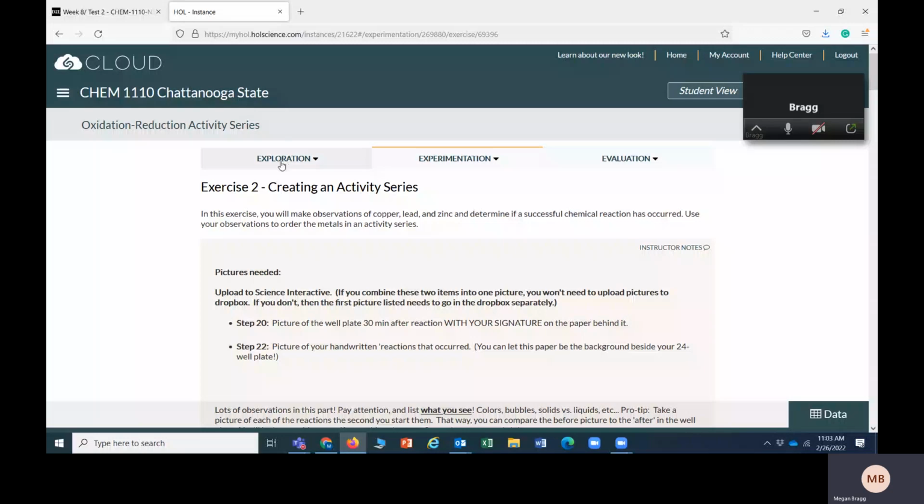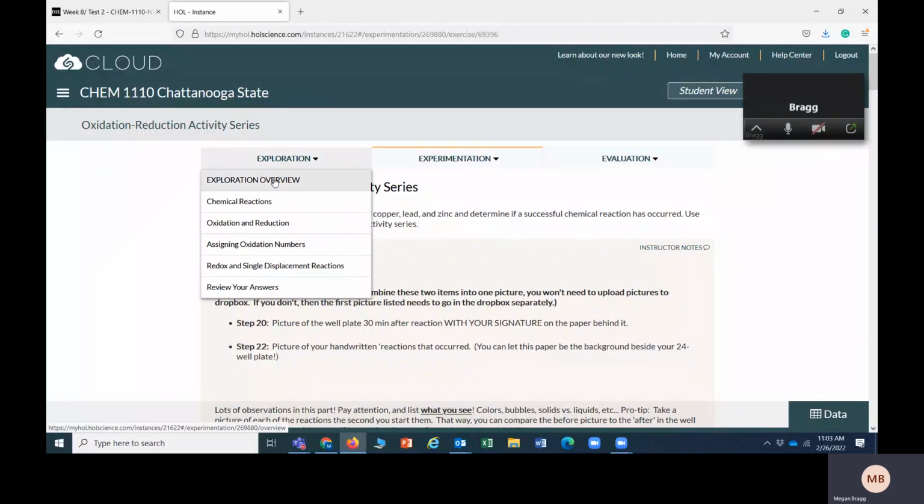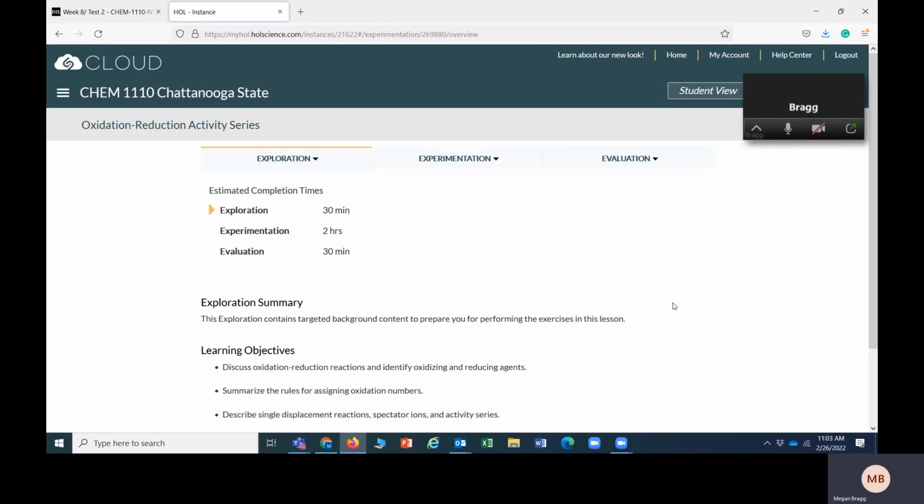So we're going to look at the Oxidation Reduction Activity Series Lab. This one's kind of neat because you can feel like a chemist in a little bit of a way, because you're actually doing some little experiments. You'll see some things react and some things not react. It's all very small scale, so you don't have to worry about having a lot to clean up at the end.